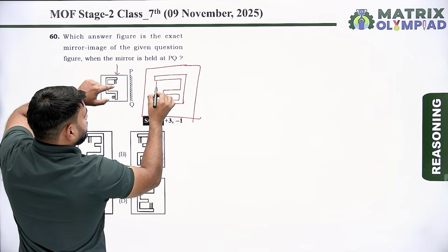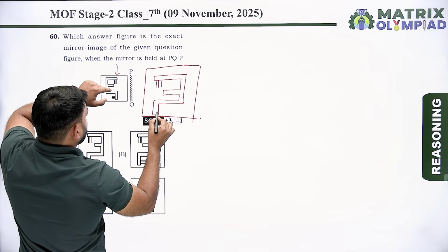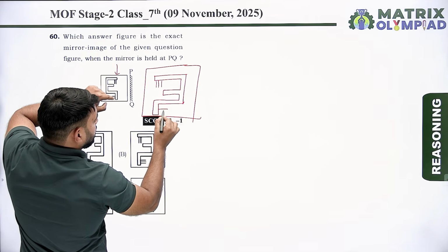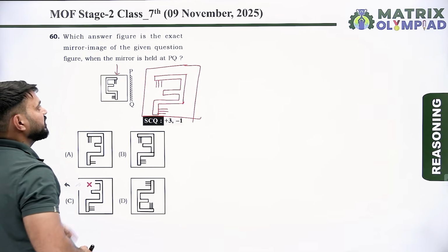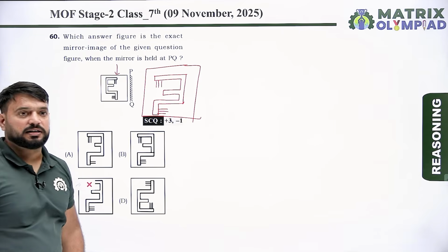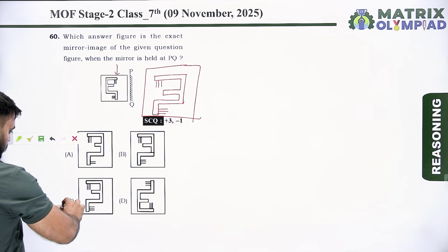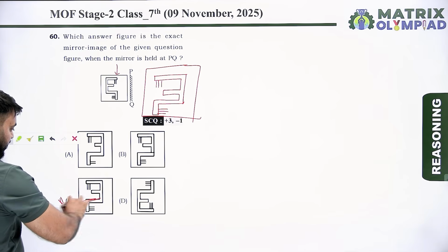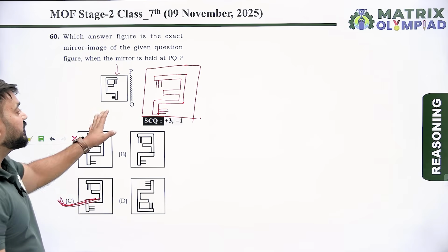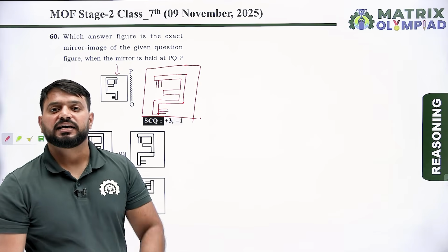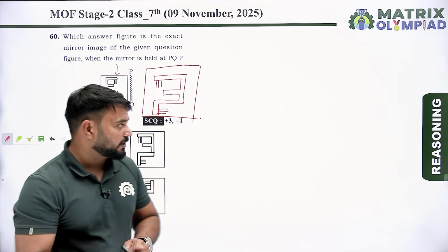And so this is the correct mirror image of the given figure. So here option C shows the correct mirror image of the given figure. So here option C is the correct answer of this question.